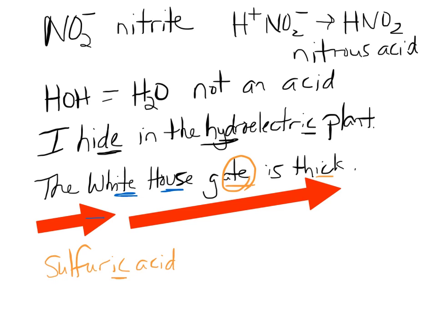So sulfuric acid comes from sulfate. So again, the ATE and IC go together, and when you're writing the ions out, hydrogen's a +1 and sulfate's a -2, crisscross and reduce, and you get H2SO4. Likewise with phosphate.